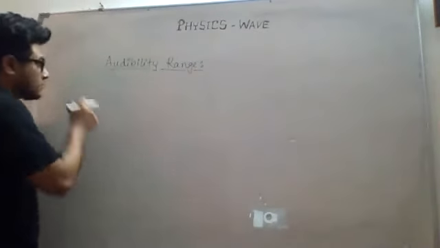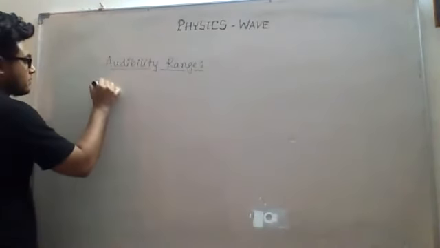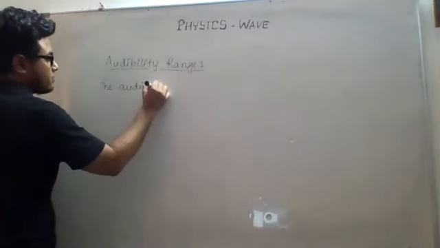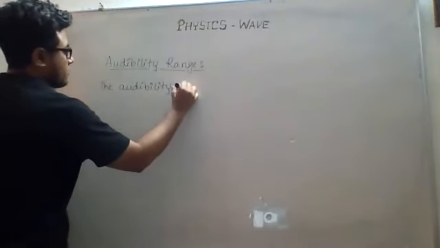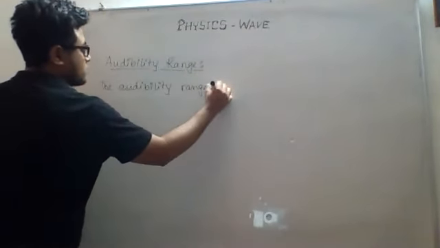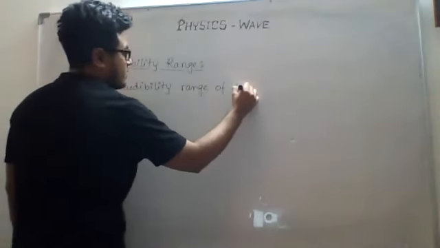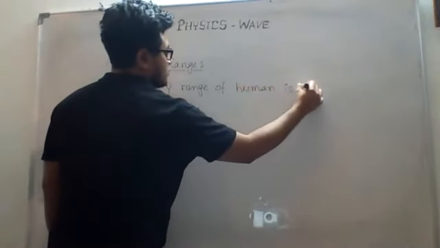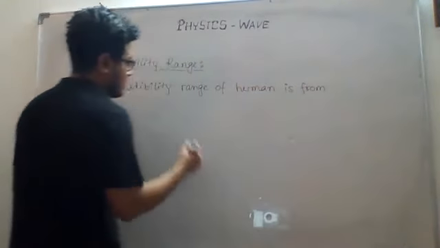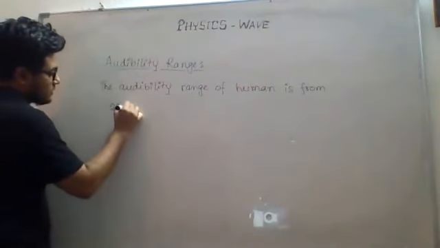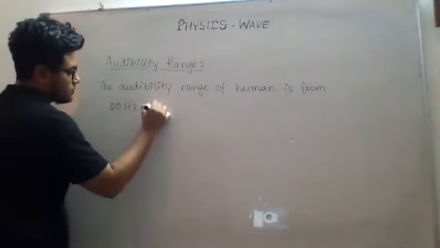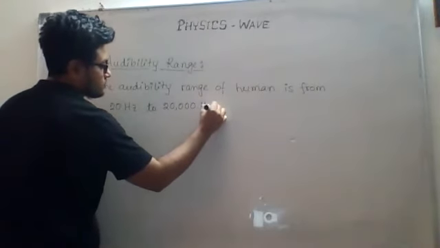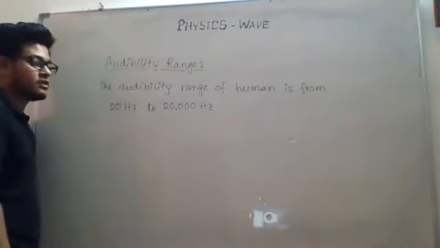There is a minimum and a maximum value. We will try to know that today. The audibility range of humans is from 20 hertz to 20,000 hertz. Now hertz is the unit of frequency, right?